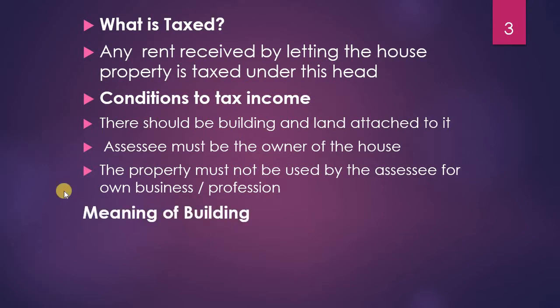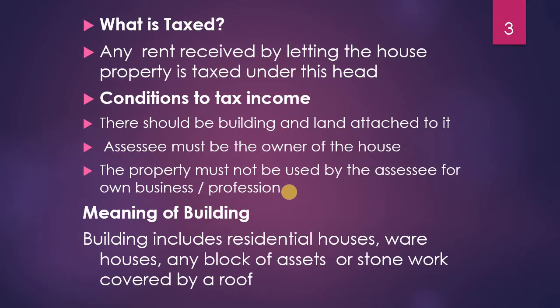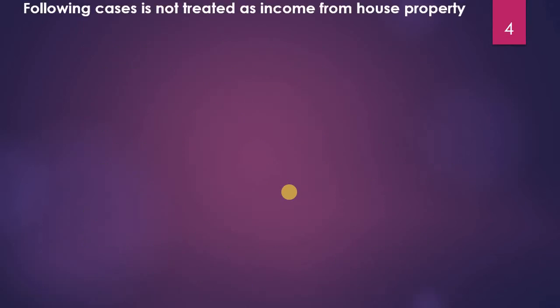Then let us see what is the meaning of building. Building includes residential houses, warehouses, any block of assets or stonework covered by a roof. This is how income tax defines a building. It can be a residential house, meaning where people live. Warehouses means it can be a godown where the goods are stocked, or any block of assets or any stonework covered by a roof.